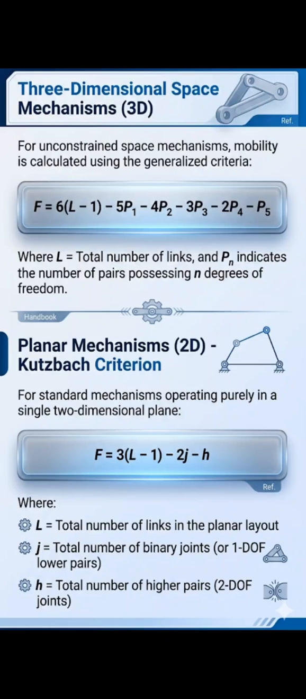Planar mechanism, 2D Kutzbach criterion, for standard mechanisms operating purely in a single two-dimensional plane: F = 3(L - 1) - 2J - H. L is the total number of links in the planar layout. J is the total number of binary joints or 1 degree of freedom lower pairs. H is the total number of higher pairs or 2 degree of freedom joints.